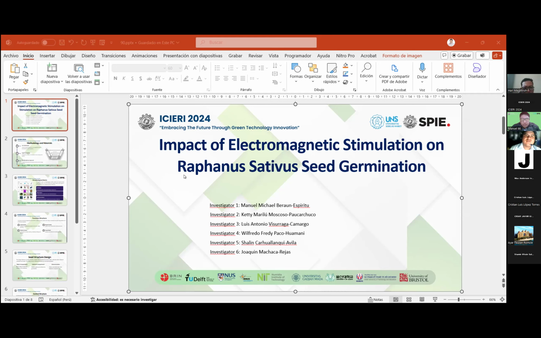This project focuses on addressing this challenge, focusing on the germination of the seeds of Raphanus sativus, commonly known as radish. The impact of electromagnetic stimulation on the seeds and its effects on the germination process is sought to be analyzed. Furthermore, the use of technologies based on magnetic fields and spectral visible and ultraviolet lights is considered as environmentally friendly and economical alternatives.